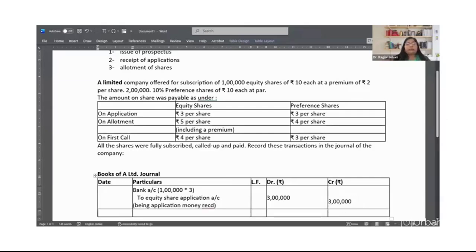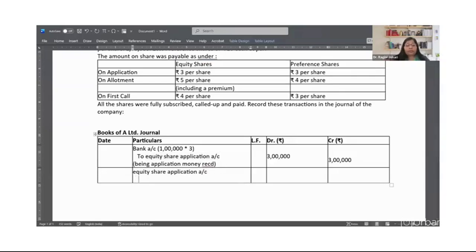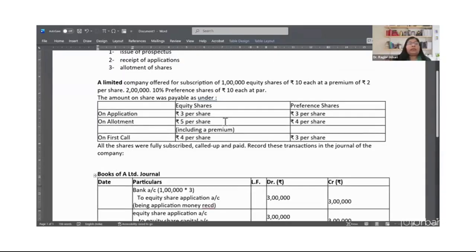Now, the next entry would be the transfer of this amount to share capital account, because that is the real account. So equity share application account to equity share capital account. Because it says that all the shares are fully subscribed, this amount goes. Now, then comes the allotment.